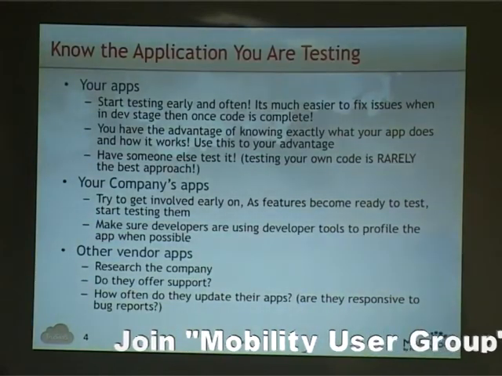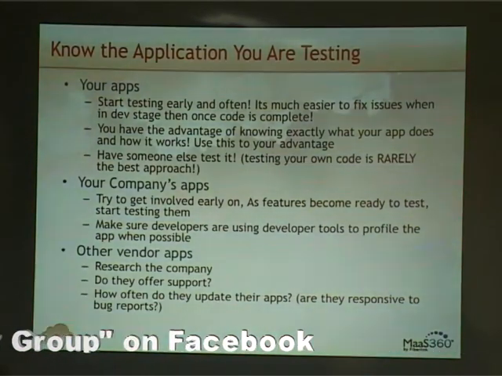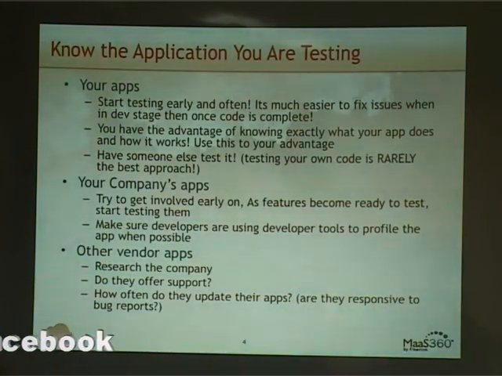If you're testing your company's apps and you're on the QA team, get involved with the developers early on. Know what they're working on, know what they're doing, know what features are coming in. Make sure the developers are using the tools they have available to test their apps. So whatever profiling tools are there, ask them what they're showing, right? Ask them what the areas of concern are, what areas you should focus on.